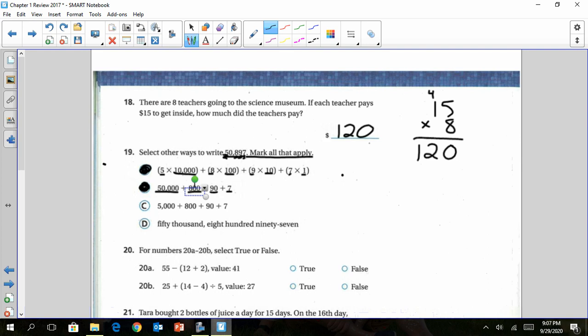C cannot be correct because, again, if you're doing the value, that 5 is not worth 5,000. It's actually worth 50,000. So C is not correct. And letter D is the word form, and it's write it how you say it. 50,897. And that is 897. So this is the correct word form for that number there. So the correct answers are A, B, and letter D.